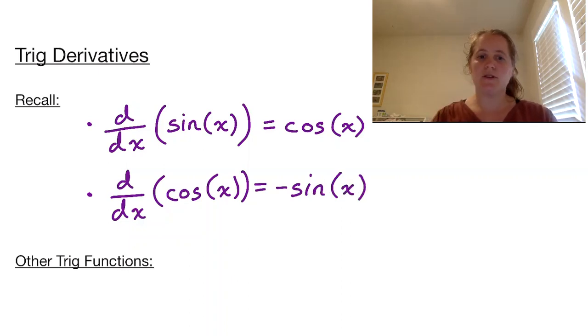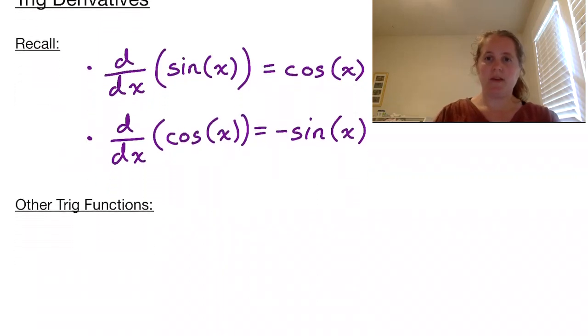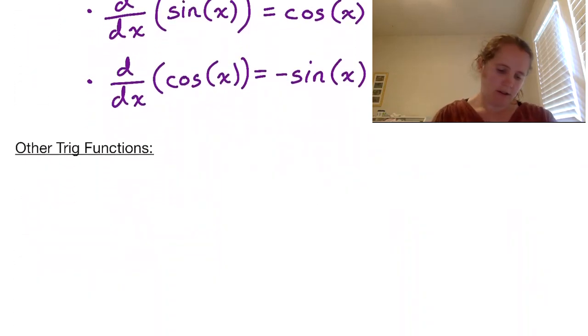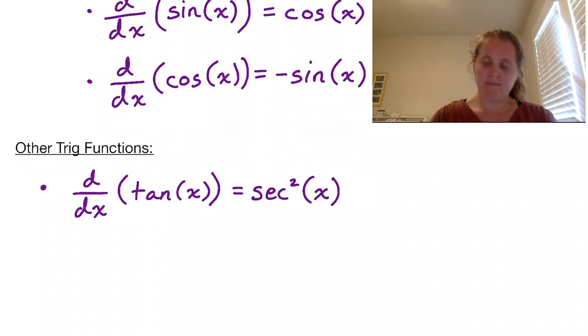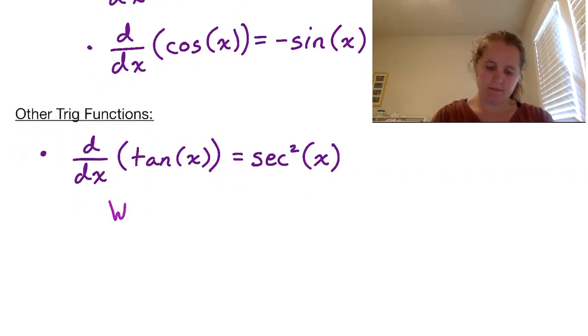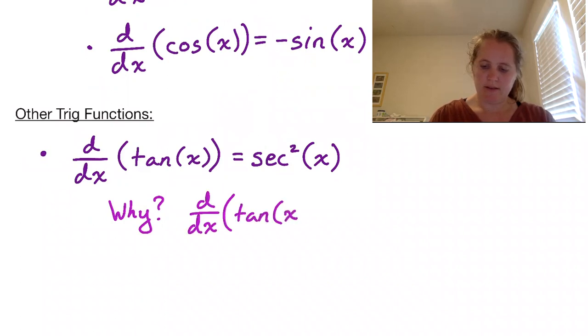So some other trig functions we have. Well, we have tangent. If I want to find the derivative of tangent of x, it turns out that this is simply secant squared of x. If I want to quickly see why, well, tan x is actually just sine x over cosine x.